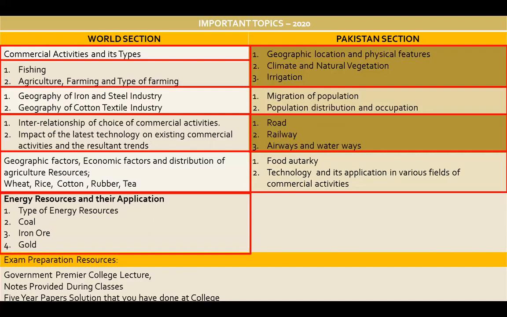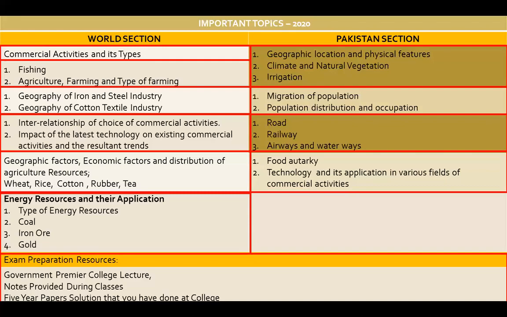Technology and its application in various fields of commercial activity is a very general, open-ended question for the student, and the student can write on the basis of their knowledge and understanding about technology and its fields of application in commercial activities. Now, everyone knows that in today's world the most emerging commercial activity is social engineering. Everyone is connected to the internet and working at home or any remote place, where they earn their livelihood as well. Finally, exam preparation resources.